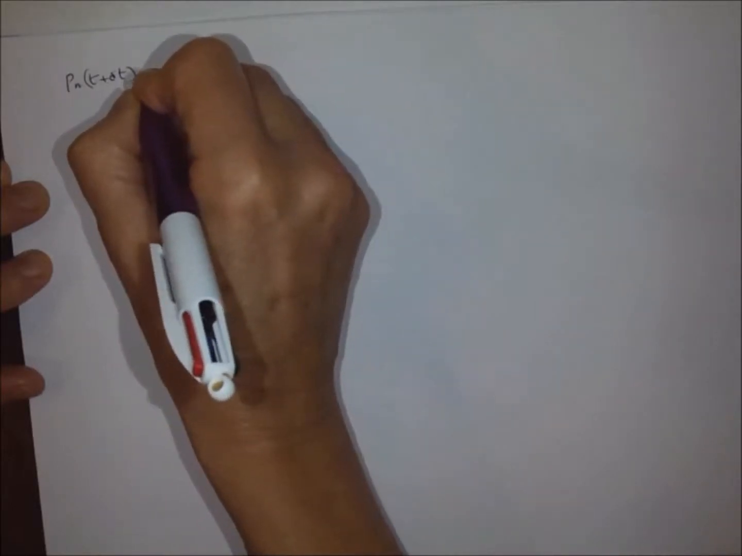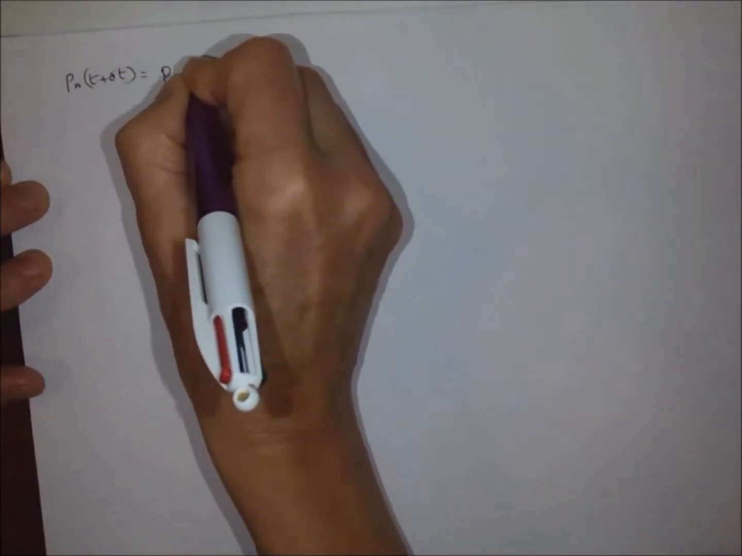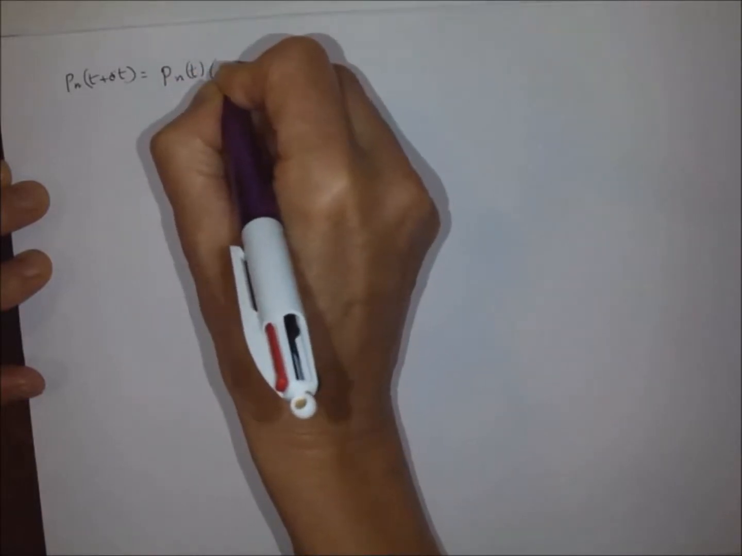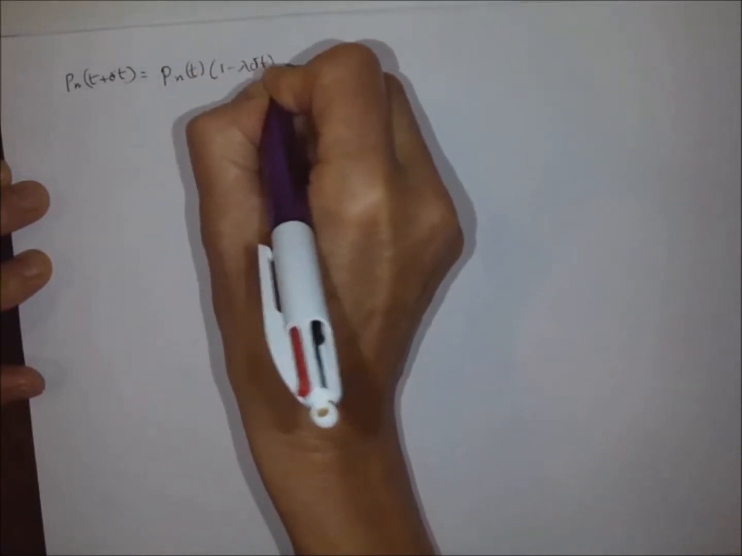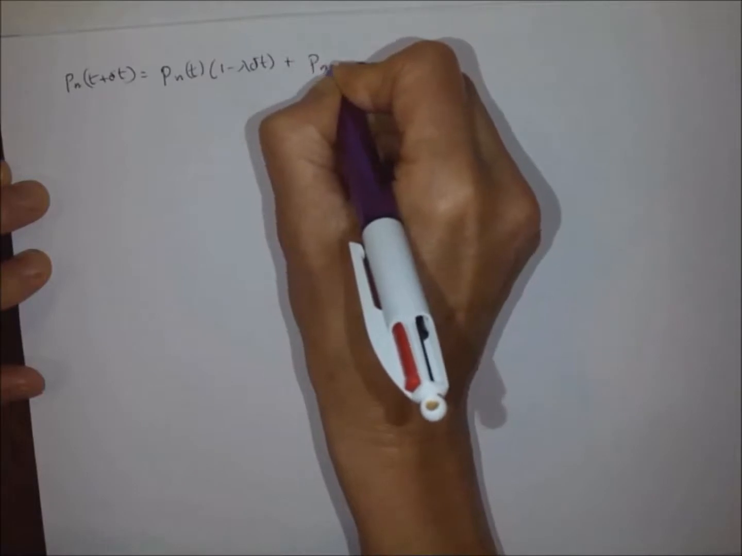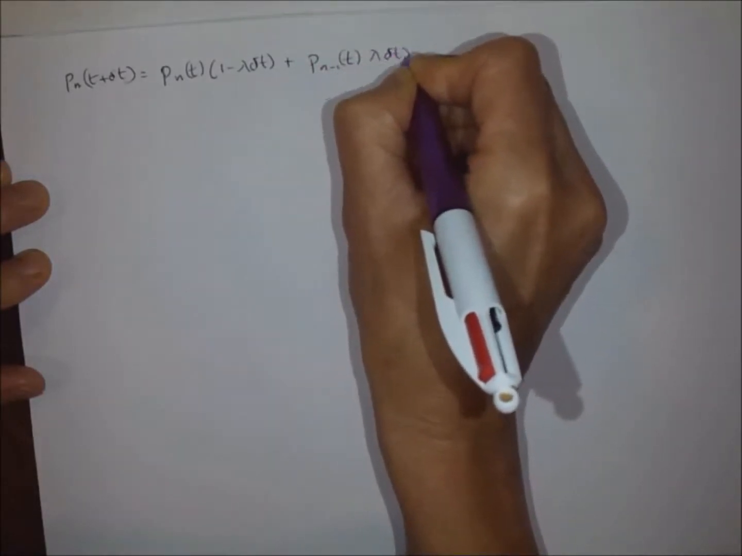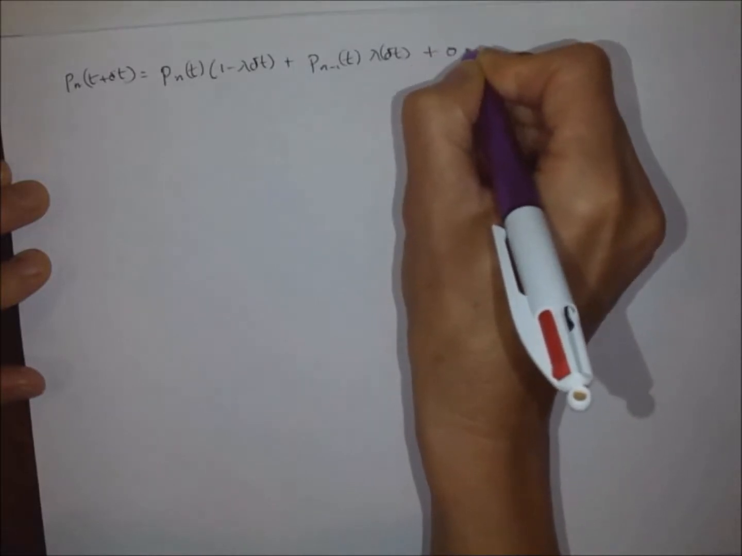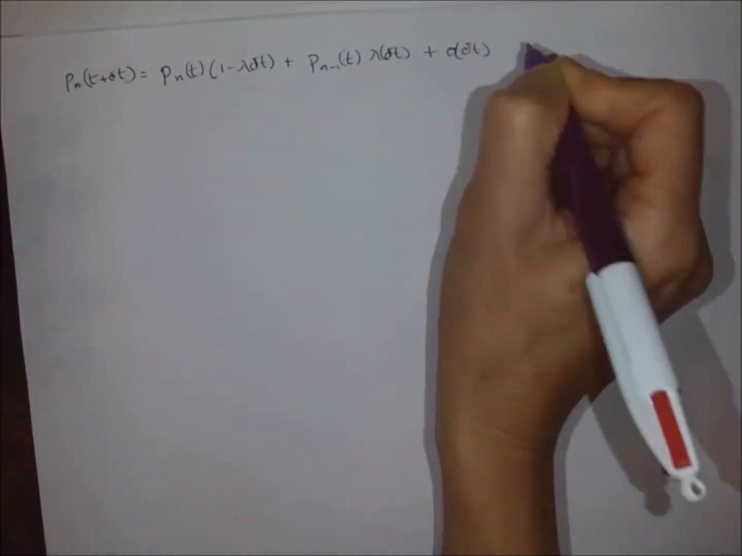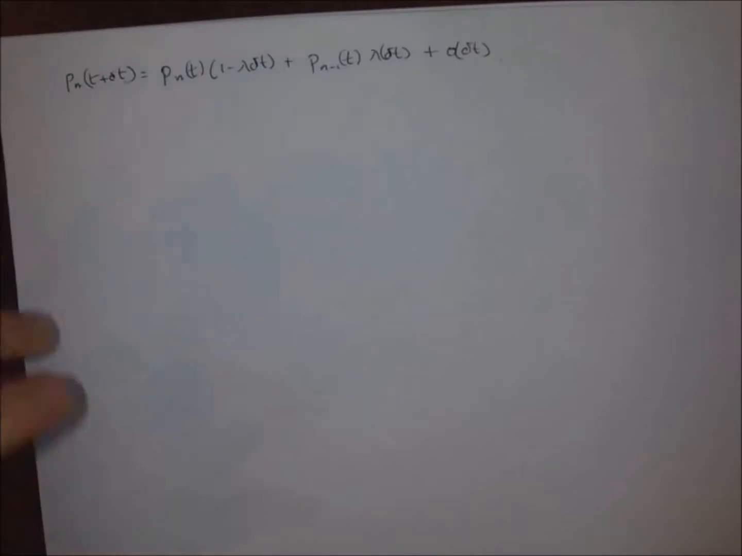That is equal to the probability that n events occur by time t multiplied by 1 minus lambda delta t, plus the probability of n minus 1 events occurring by time t times lambda delta t, plus little o delta t. Okay, so let's get down to this.